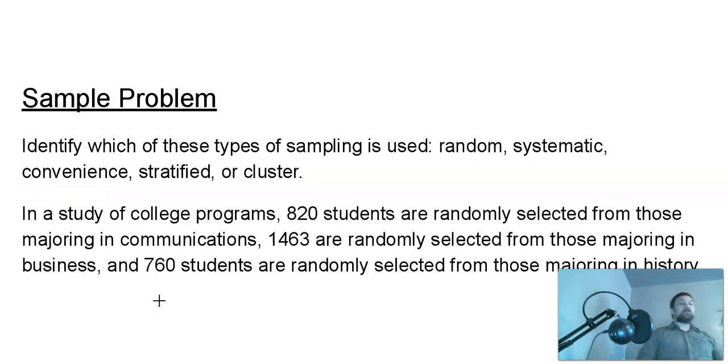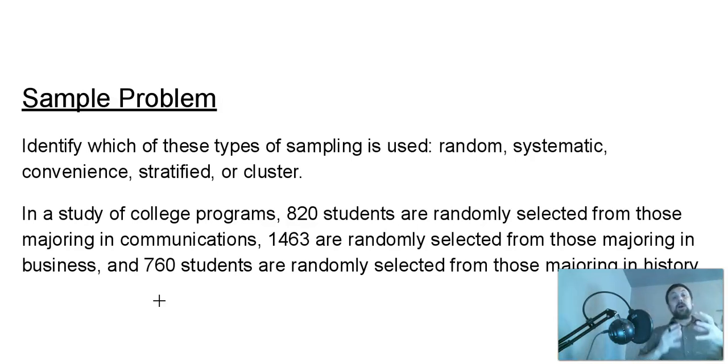In a study of college programs, 820 students are randomly selected from those majoring in communications. 1,463 are randomly selected from those majoring in business, and 760 students are randomly selected from those majoring in history. So this one, now you could kind of pick at these divisions, because it is possible for students to have a double major. So maybe a student could major in communication and history simultaneously.